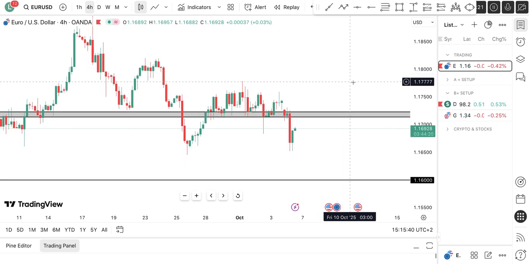So this is the plan. This is what we're anticipating. If it does not happen, we will let it go. But this is what we're anticipating.